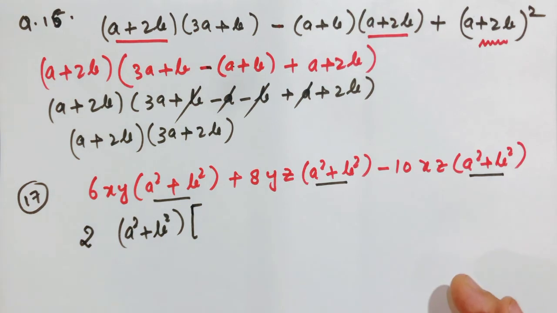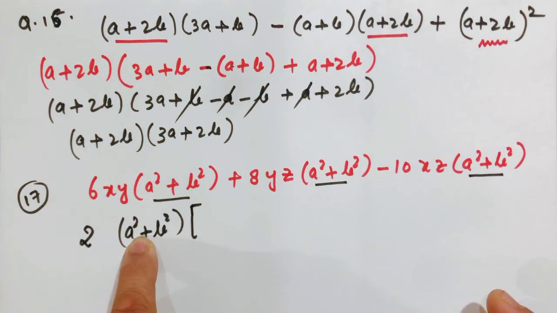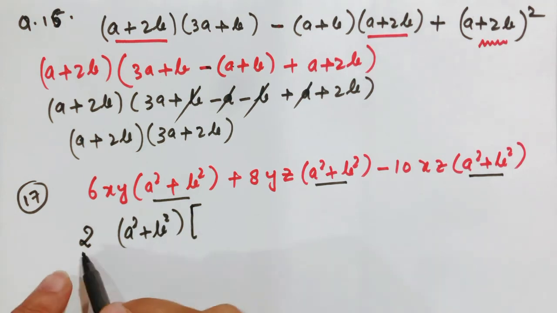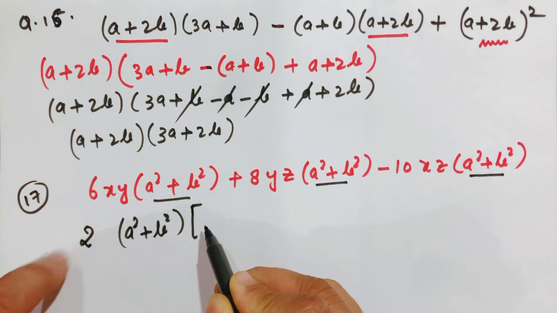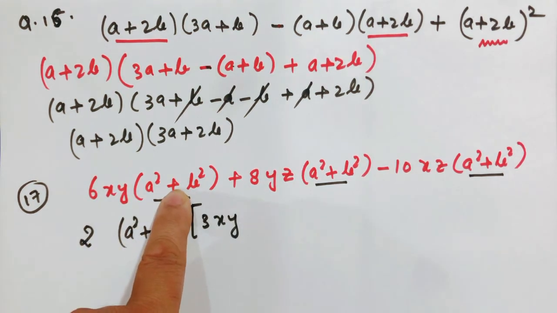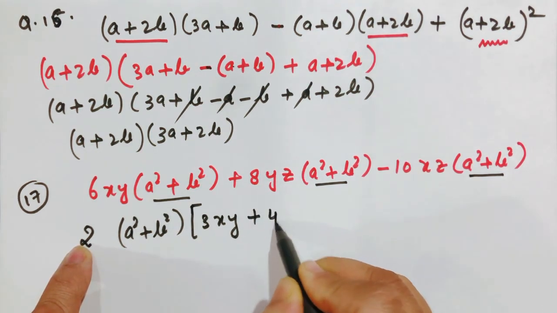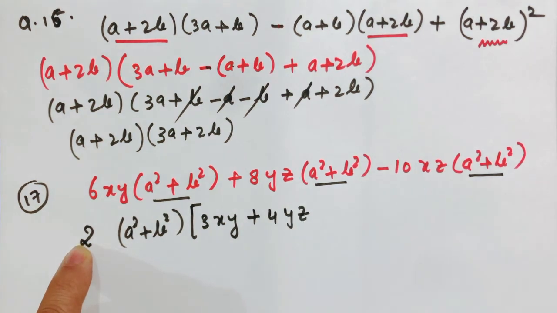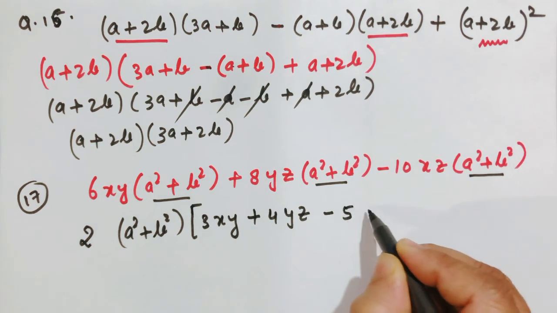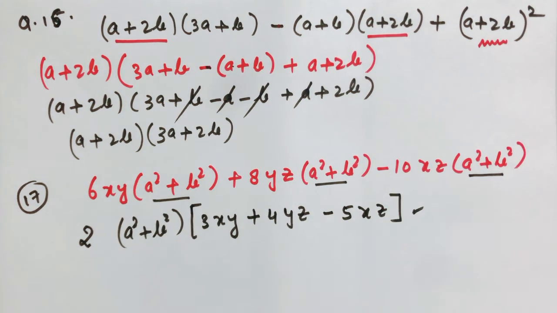Now as I told you, after you extract, you will have to divide each term by this particular value. So when you divide the whole by 2 into a square plus b square, you will be left with 6 divided by 2 is 3xy, and 8yz by 2 means plus 4yz. Clear? Similarly, here you have minus 5xz. This is our solution.